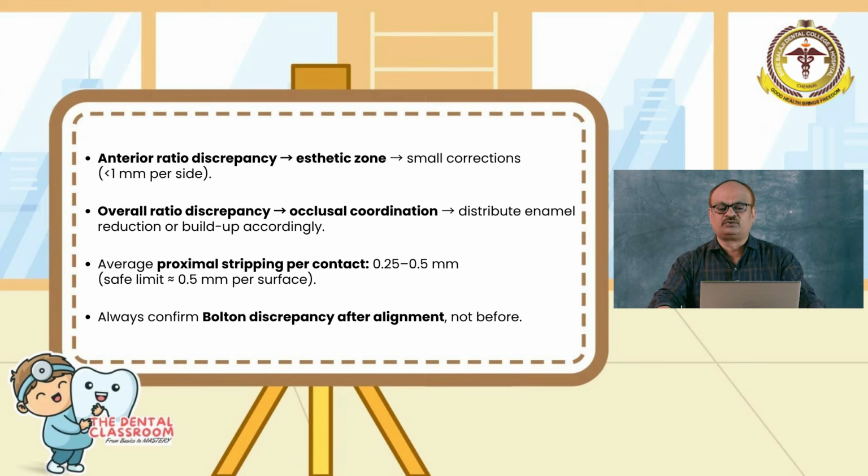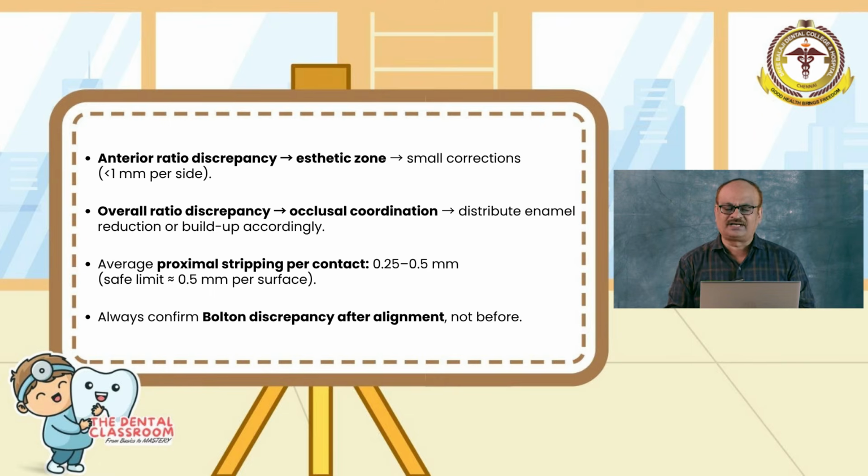If an anterior tooth ratio discrepancy is there, it is called the aesthetic zone. If small corrections are needed, less than 1 millimeter, you can explain to the patient. If the overall ratio is more than 2.5 millimeters, you should think of adding crowns or composites, or reducing by proximal stripping. Why reduce?